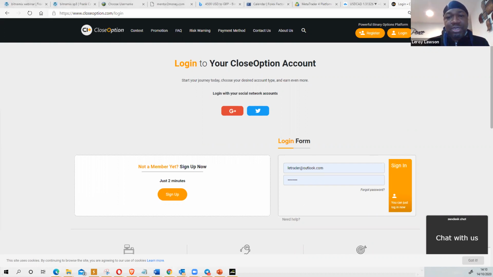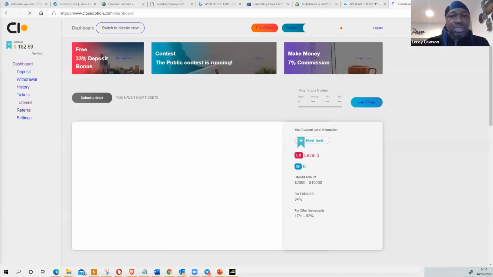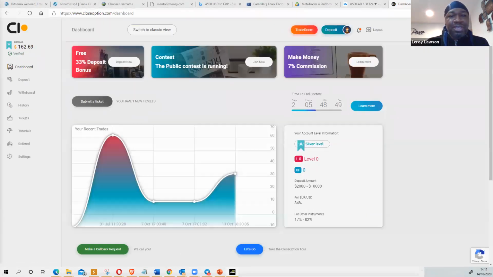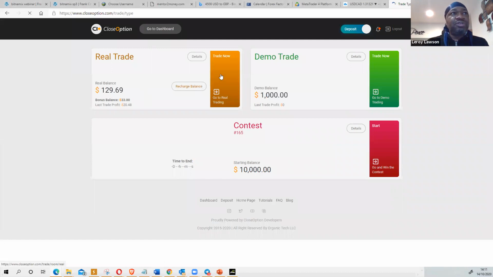Oops, that's my MetaTrader going off there. Let me just log in here. All right, let me close that out. So you want to have an account opened with your Close Option. Okay, if I go to the trade room, I'll show you why I like this.